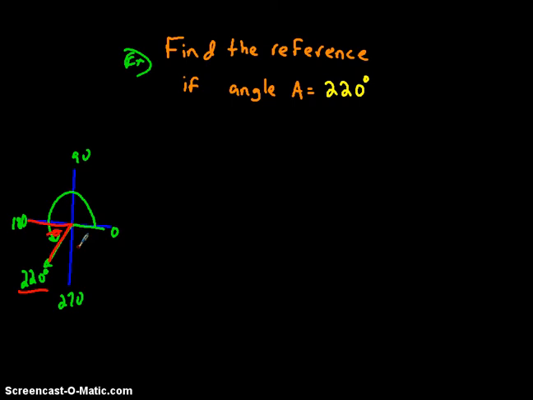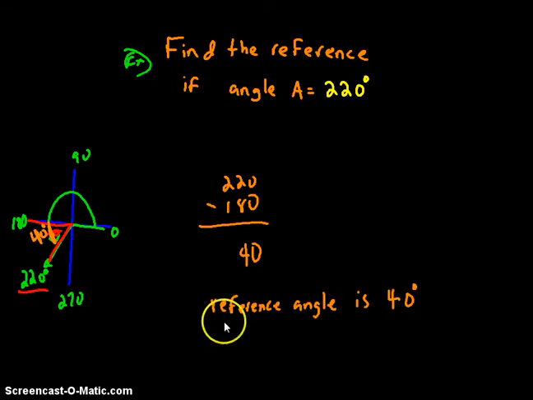So if that was the case, I'll actually just write the equation. Well, what is 220 subtract 180? And you get the difference between both of those. So you wind up having 40 degrees. So my reference angle, this angle right here, must be 40 degrees because from 180 to 220, that angle there is 40 degrees away. So that's my reference angle. So I write reference angle is 40 degrees.